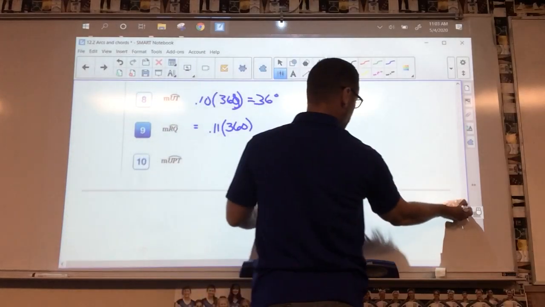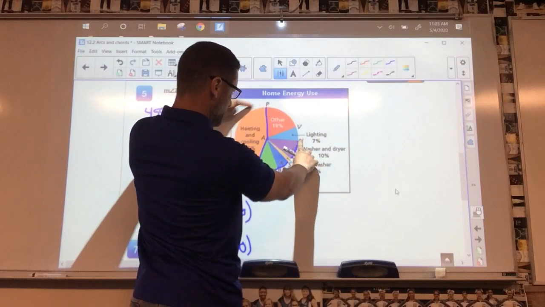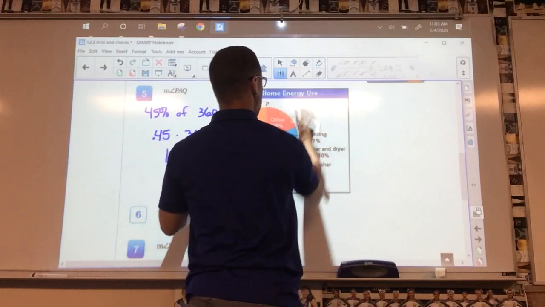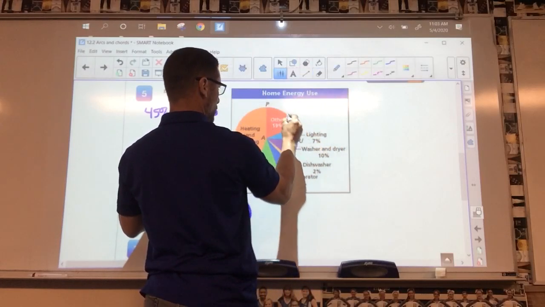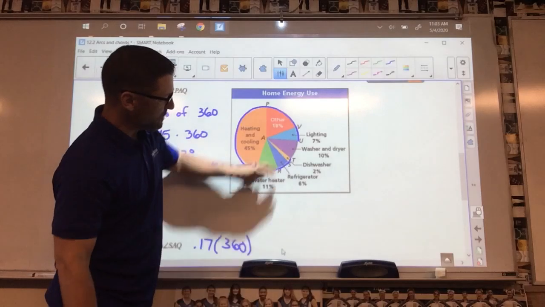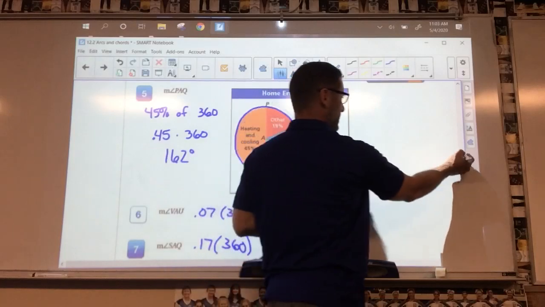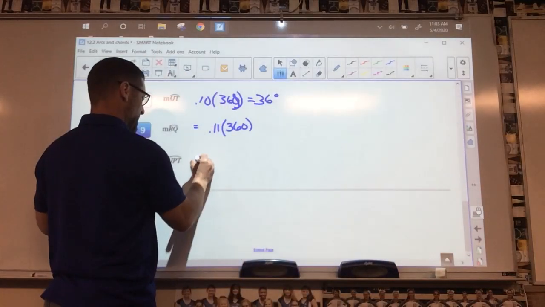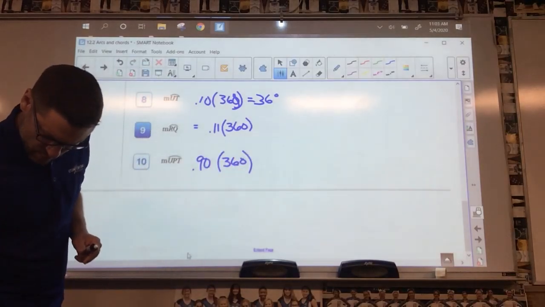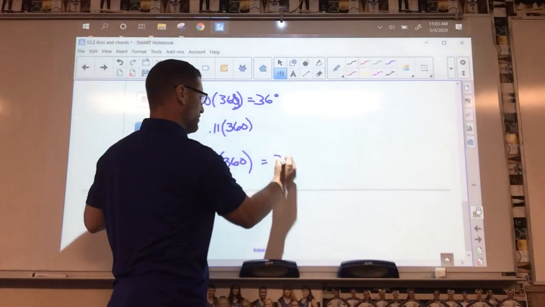Last one, UPT. U to P to T. I'm going to erase that. U to P to T asks me to start here, go around to P, and all the way over to T. Well, it would be everything except for 10%. So it would be 90% of 360. I'm going to do that one on my calculator: 0.9 times 360, and I got 324 degrees.